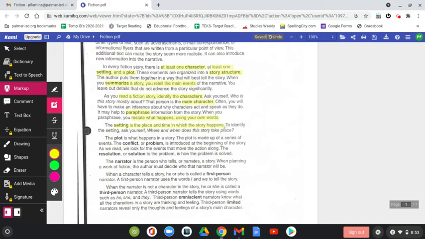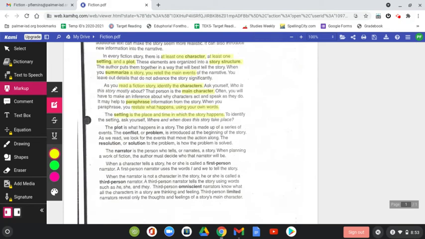All right, ways that you can identify your setting. Ask yourself, where and when does the story take place? Where are they at? If they're in Little Johnny's kitchen, you can say they're at Johnny's house in his kitchen. All right, so your setting, remember, is where your story is taking place.